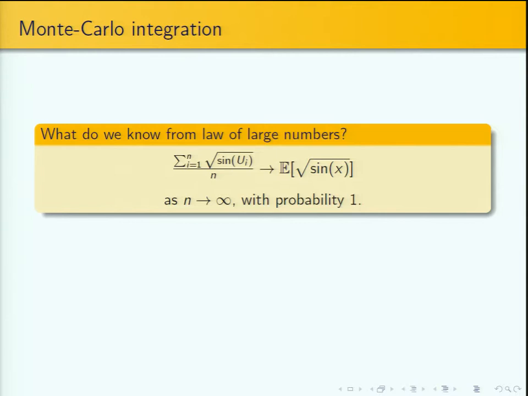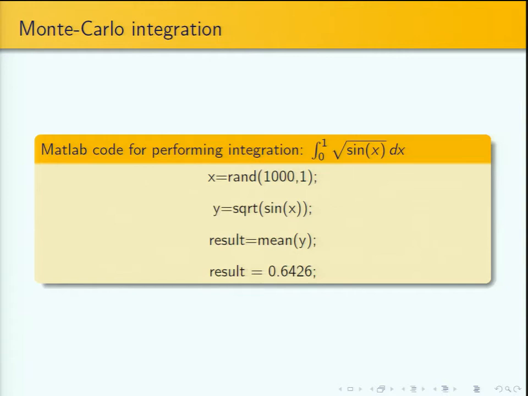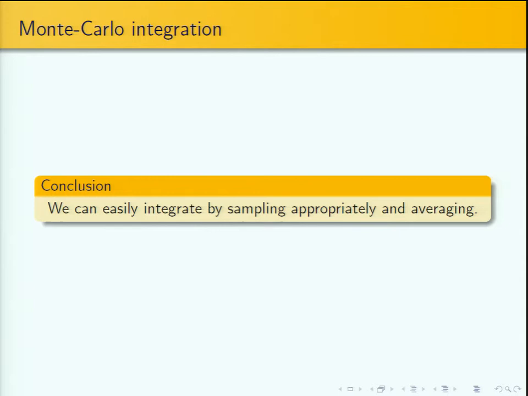But what is the expectation of root sin x? It is the integral from 0 to 1 of root sin x. So what we have done right now is this MATLAB code. Let me explain. The code is very simple: I have generated 1000 random samples, taken the square root of sin x, and computed the mean. Whoever knows MATLAB can do it, or use C or whatever. The rand function is in C also. So what is the result? 0.6426. Quite good, right? You can do just sampling and then averaging.